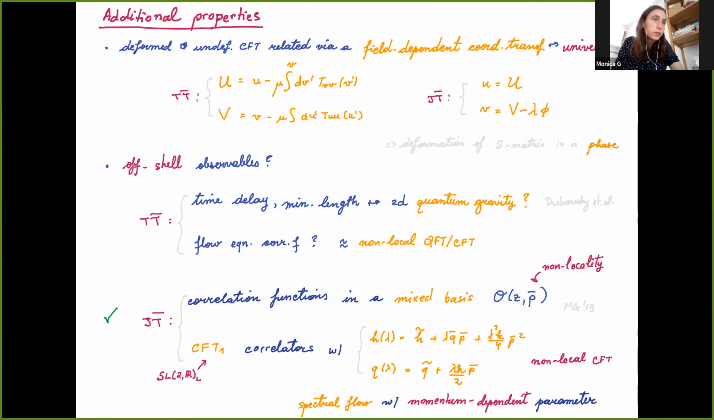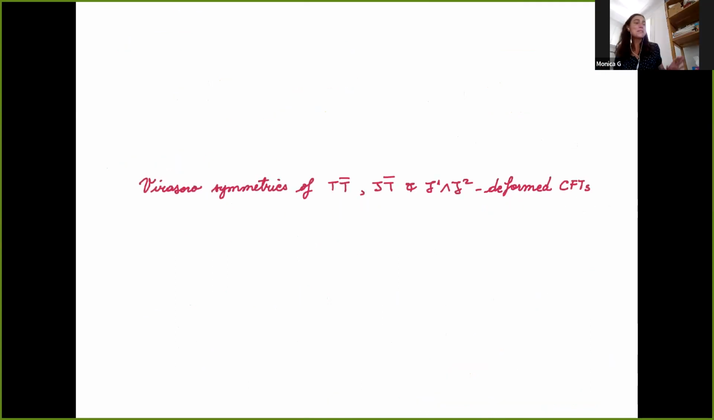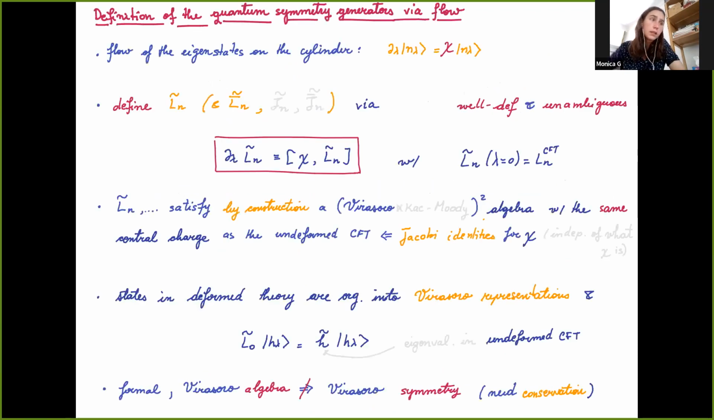I'm going uber slowly. So we'll see what happens. Okay, let me go to the next point and prove to you that these theories actually have Virasoro symmetry. And the proof is sort of abstract, and it goes back to this.